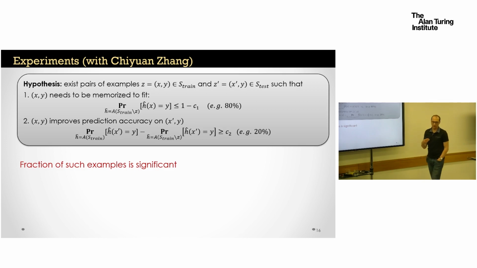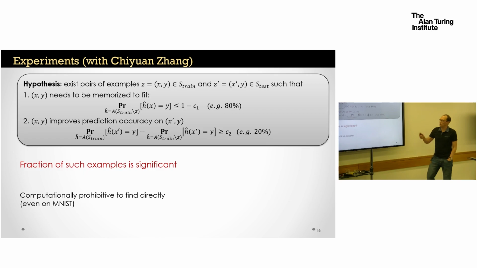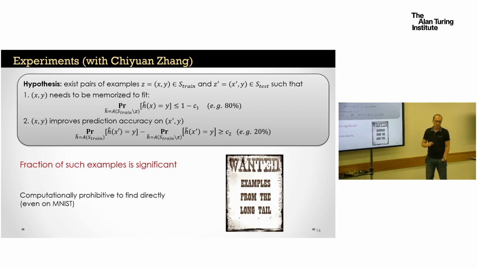And as had been mentioned by Tamara, this requires a huge number of executions. For example, for something like a simple data set like MNIST, actually verifying this directly would require over millions of runs, just because there's also additional randomness in training. And that's computationally prohibitive, even if you have access to some Google clusters. So the question is how one can find these examples, which we call the long tail.